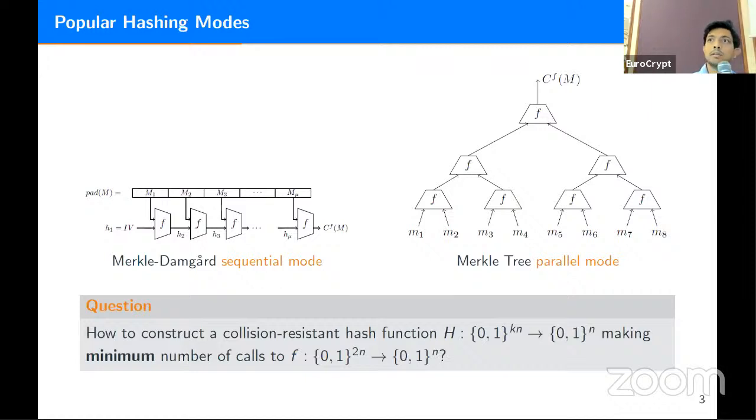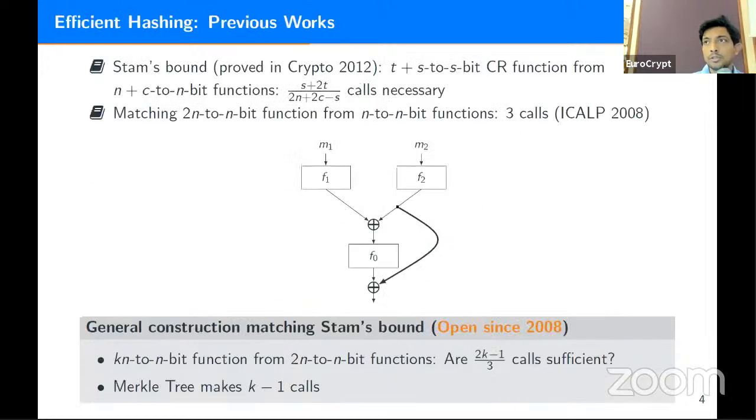A natural question is, what is the minimum number of function calls you have to make in order to have this hashing mode? And if you look at the previous works, we are not the first ones to ask this question. This question was addressed in some very nice works previously. One of them is Stam's result from Crypto, where he conjectured what is the minimum number of calls required to construct such a hashing mode using smaller building blocks. And this conjecture was subsequently proved in two results. And there were matching constructions for 2n-bit to n-bit functions using n-bit to n-bit functions.